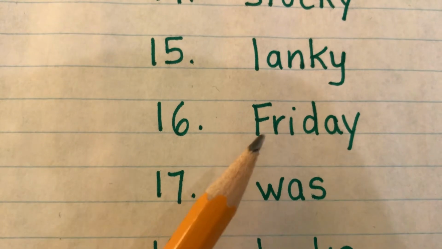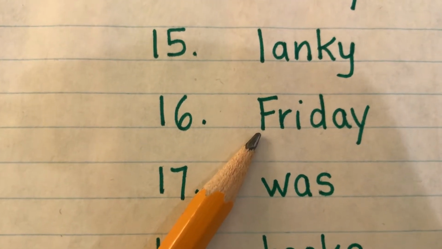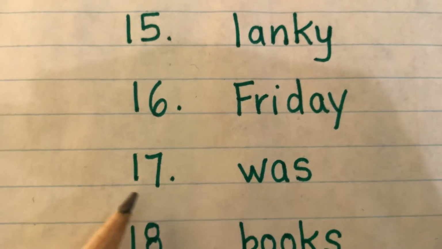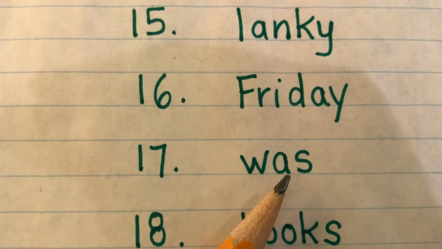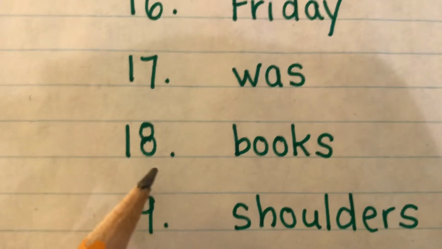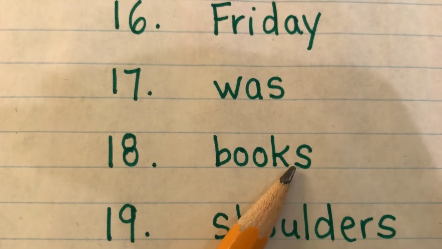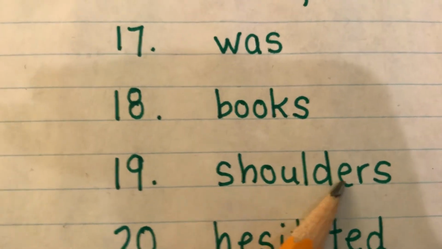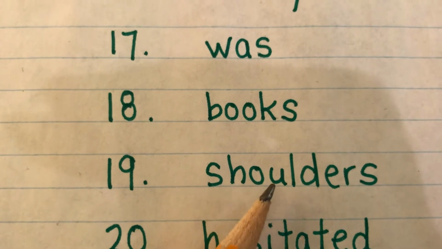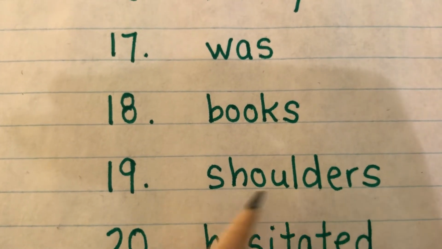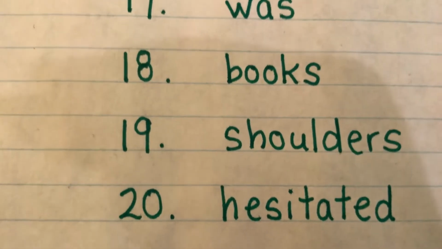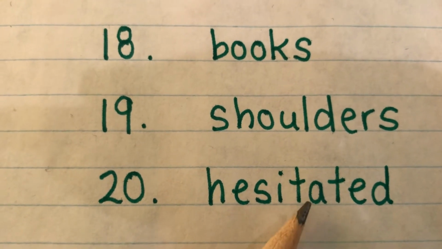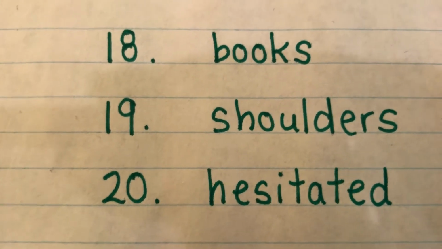16 is Friday. It must have a capital letter. All the days of the week and the months of the year in English have capital letters. Number 17 was W-A-S. 18, books. Books with an S. That was plural. And so was shoulders. That was also plural. S-H-O-U-L-D-E-R-S. Number 20 is hesitated. H-E-S-I-T-A-T-E-D. Hesitated.